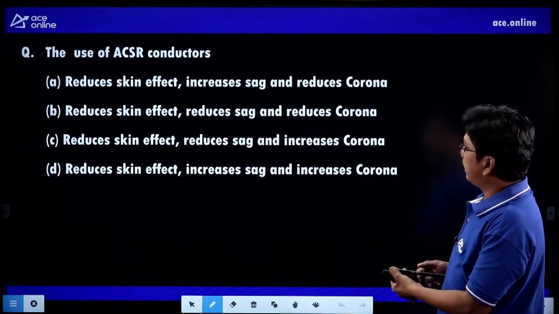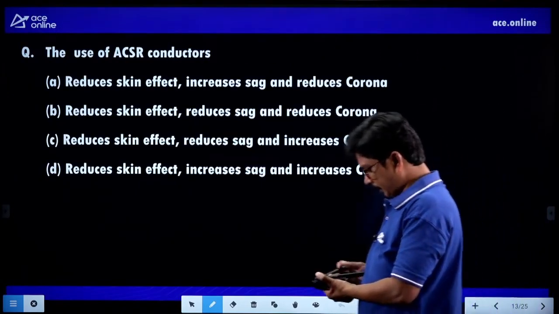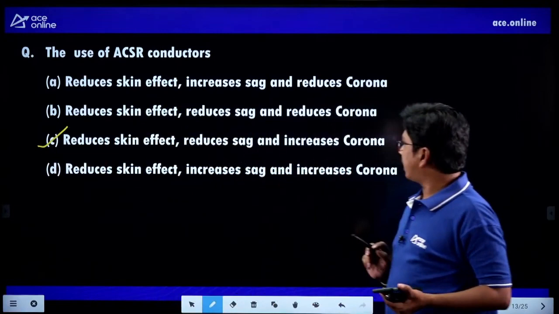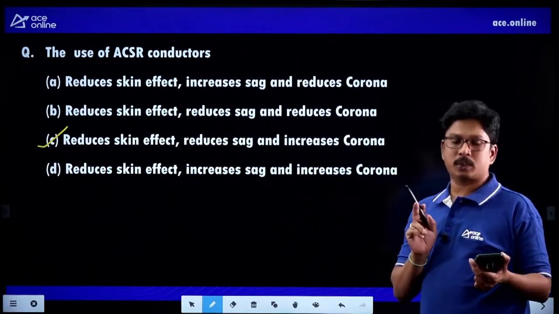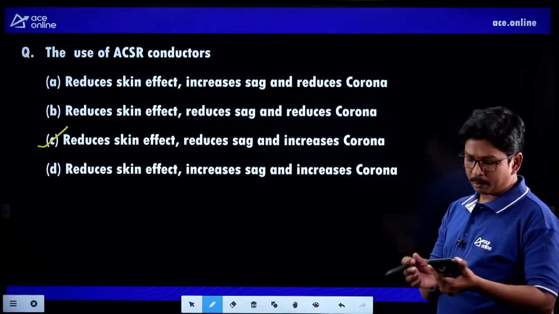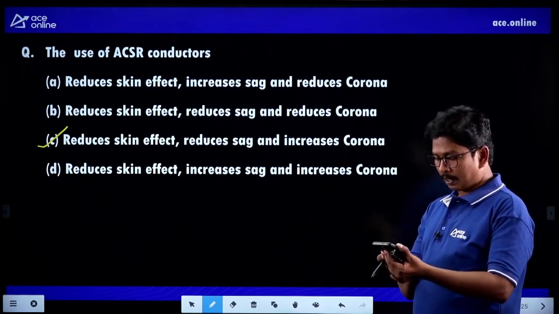So the correct answer is option C: reduce skin effect, reduce sag and increase corona. The ACSR conductors are not going to reduce corona. So please go through this question everybody, it is most important.